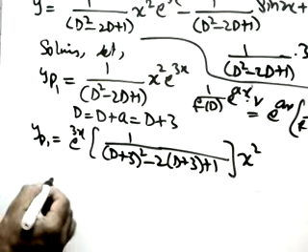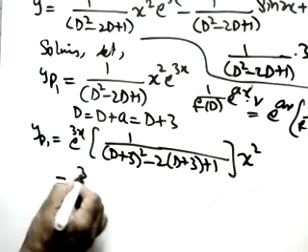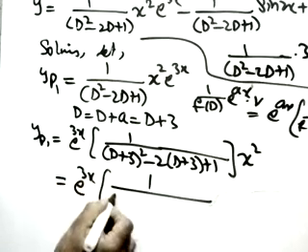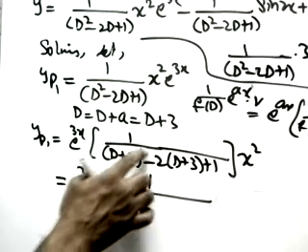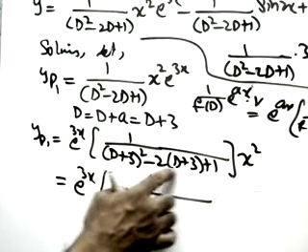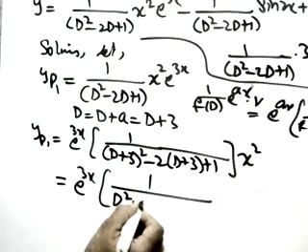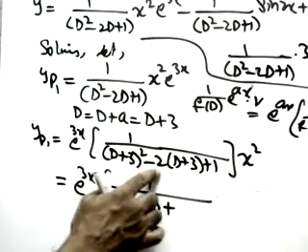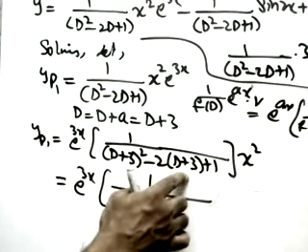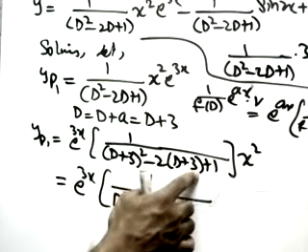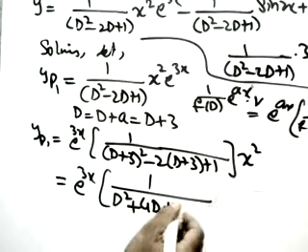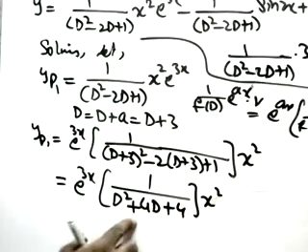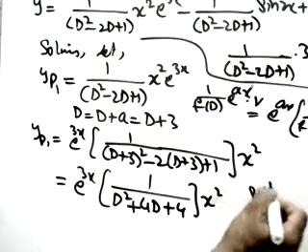Now first expand this. What will be left here? Equals e power 3x into 1 divided by D squared plus 2ab, 2 times 3 is 6D, and here we have minus 4D. So 6 minus 2, sorry, 6 minus 2 is 4D. Let me see the constant: 3 squared is 9, minus 6, 9 minus 6 is 3, plus 1 is 4. So this is into x squared.